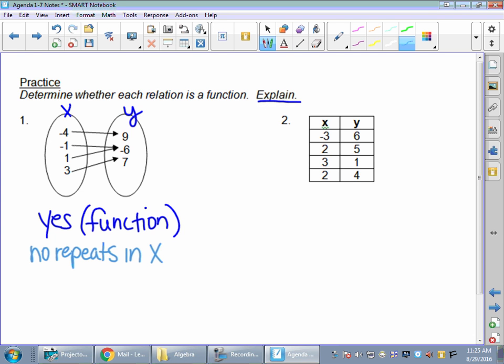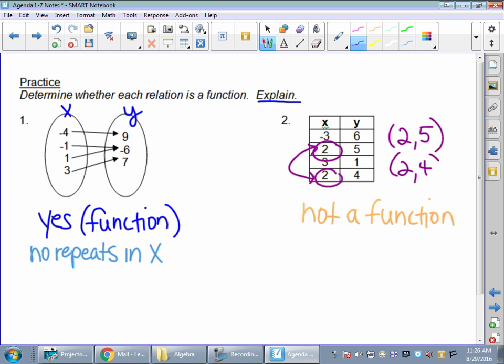Is this a function? This is not a function. Why is it not a function? If I said this is not, tell me why. You are going to tell me that we have 2 2's. So we've got an ordered pair (2, 5), and we've got an ordered pair (2, 4). We cannot have repeats in the x. So this is not a function.